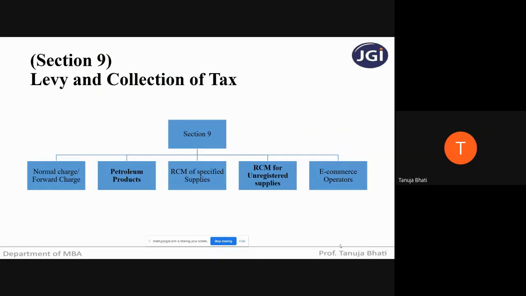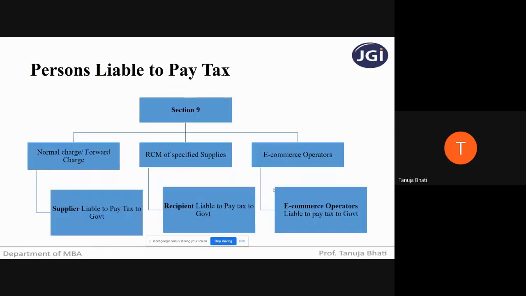Okay. So what was I telling? Section 9, where we will be seeing forward charge, RCM of specified supplies and e-commerce operators. Why am I not taking petroleum products and RCM for unregistered supplies? Because as on today, these provisions are not in effect. They are there, but they are not put in effect.